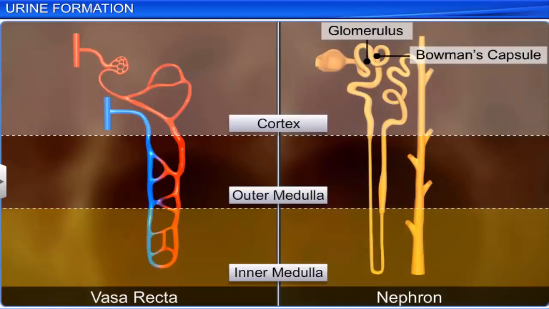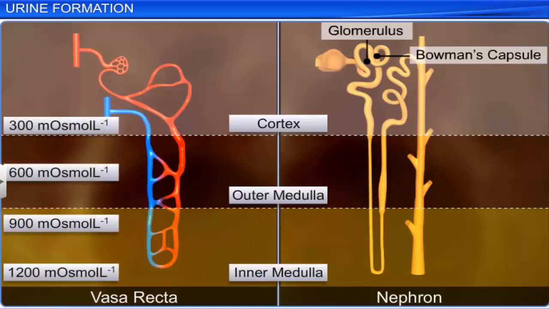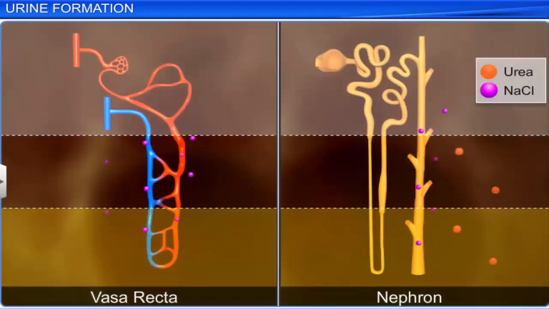The countercurrent, along with the proximity of Henle's loop to the vasa recta, maintains an increasing osmolarity in the inner medullary interstitium. The difference in osmolarity between the cortex and the medulla is pronounced, as we can see that the osmolarity in the cortex is 300 milliosmoles per liter, while it is as high as 1200 milliosmoles per liter in the inner medulla. This difference in osmolarity is caused by the difference in the concentration of urea and sodium chloride.